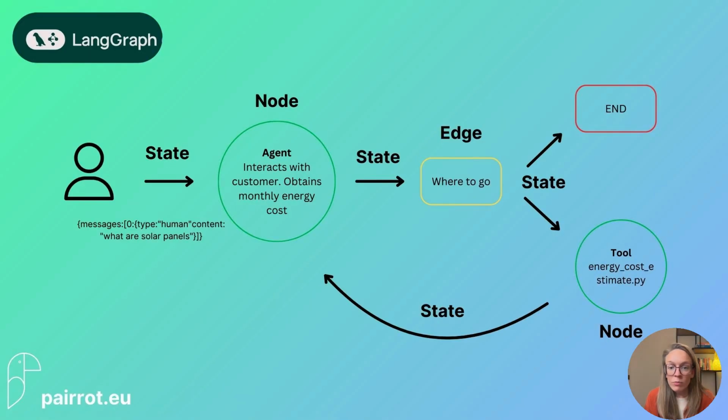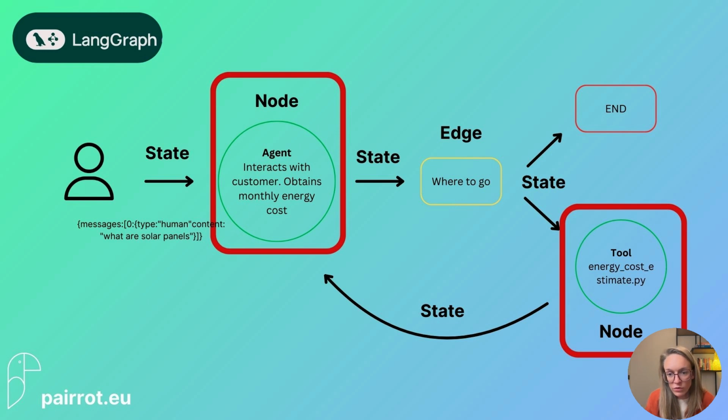Now let's take a moment to understand how LangGraph works and how we can use it to build an AI agent that calculates solar panel energy savings. LangGraph is essentially built around the idea of graph structures, where you define workflows using three key concepts: nodes, edges, and state. First, let's discuss nodes.